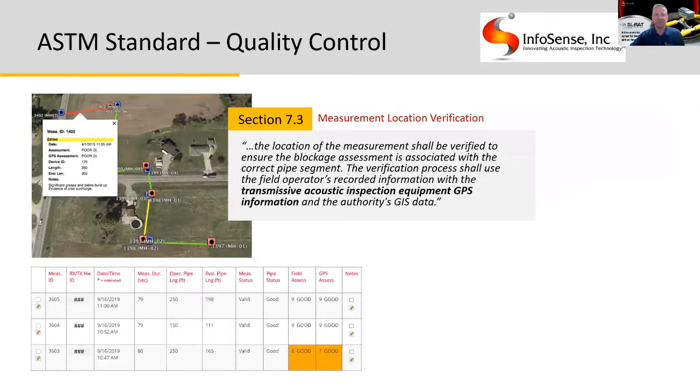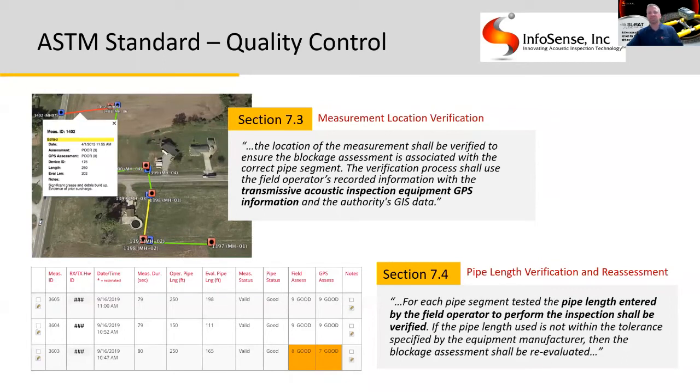Section 7 of the ASTM standard relates to data quality control. Section 7.3 addresses the importance of ensuring that each measurement is correctly associated to the right segment. This can be done simply by checking that the GPS stamp for each measurement correlates to the correct segment. SLDOG is the only software that displays the GPS information collected using the SLRAT.